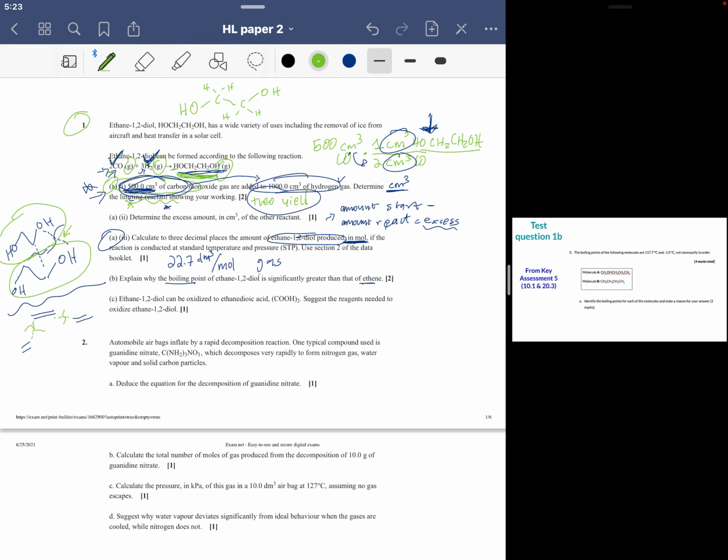And of course, ethane-1,2-diol can form these hydrogen bonds that we've shown. So stronger IMF, higher boiling point.